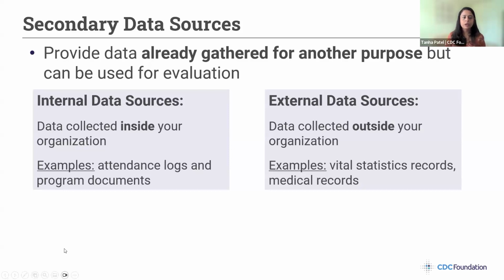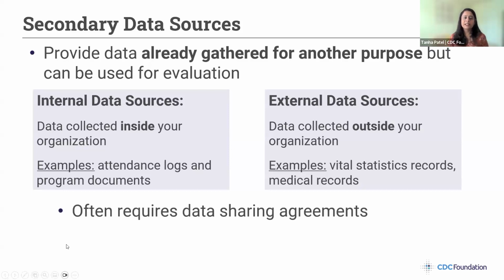Secondary data sources will require less time and resources to collect the information because the information is already there. However, it's going to require more time for creating data sharing agreements with the owners of the information and also analyzing the data and understanding the data that's already available. You may also have to make sure that the information that's collected for another purpose is still answering the question that you want answered. And if it's not answering your evaluation questions, you may have to reconsider and go back to collecting primary data yourself.